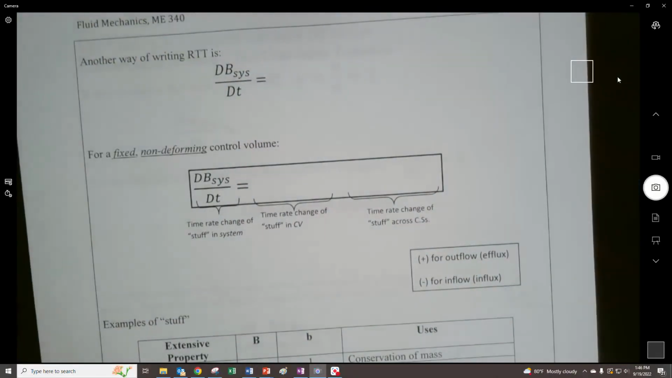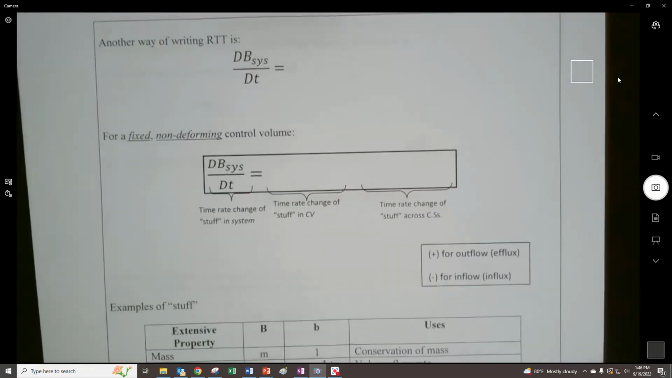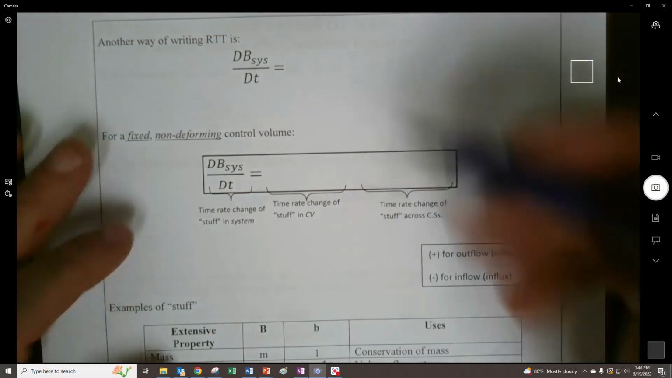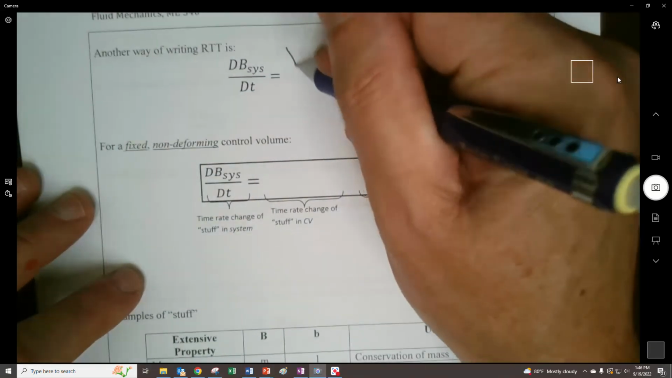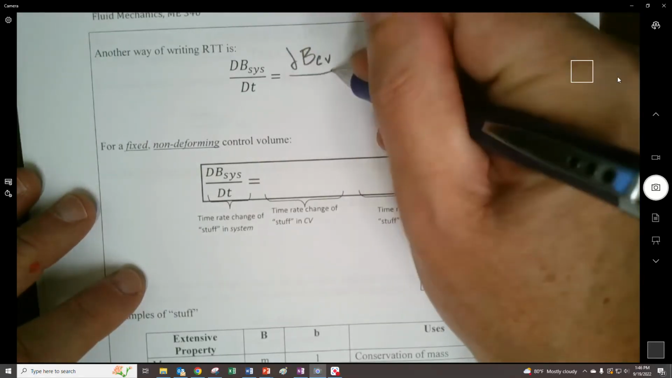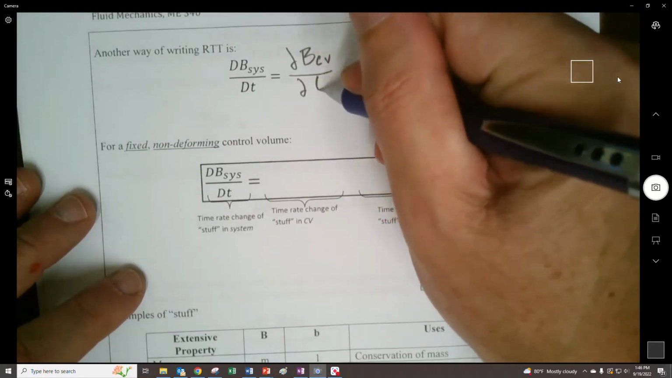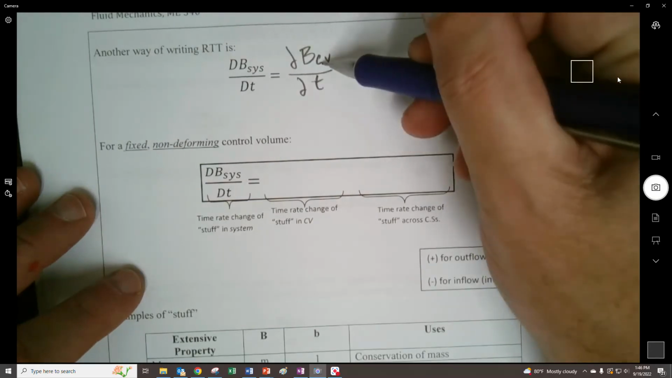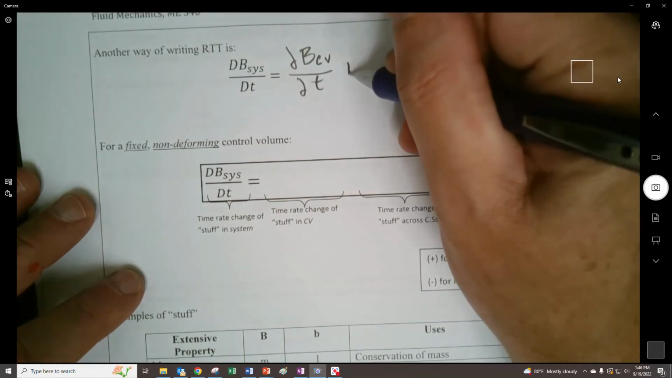And just a few more things in terms of the stuff. It's a little tough conceptually at first until you see this list of what the stuff is. But I'm going to rewrite this out right here, where this is what's taking place in the control volume and how the control volume is changing. So if the control volume changes with time, this is what we use.